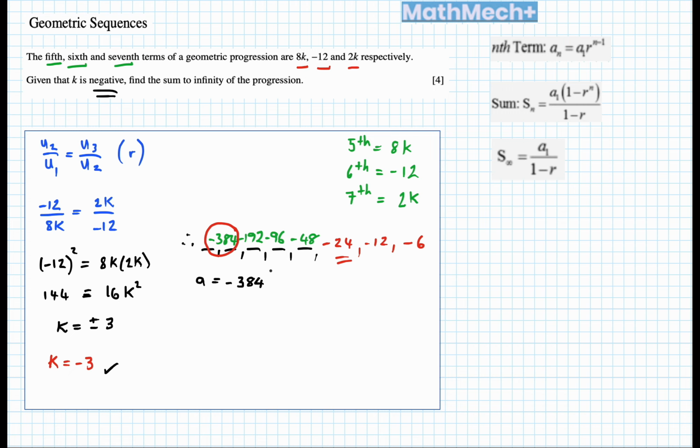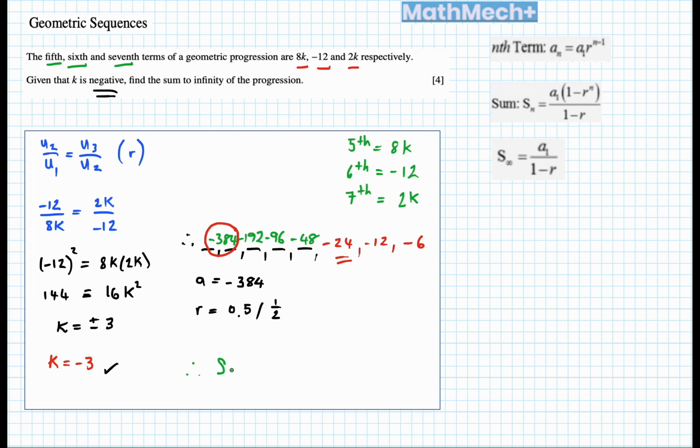We've got a now, and we need r. What's the difference between these? Again, you can check the trend of it, or you can do a little calculation, dividing one by the other. It should be pretty obvious that it's 0.5, or a half, fraction or decimal.